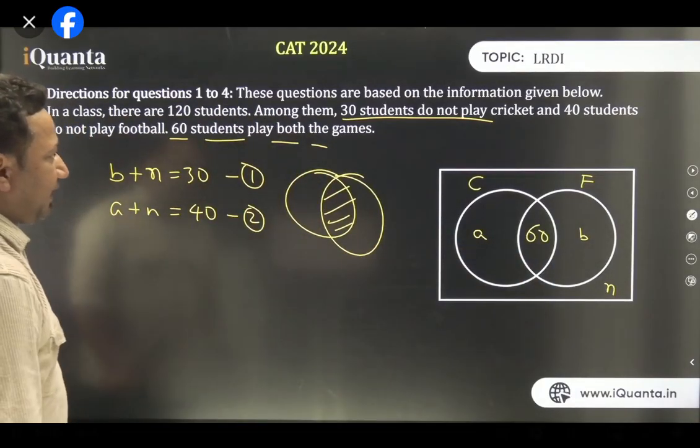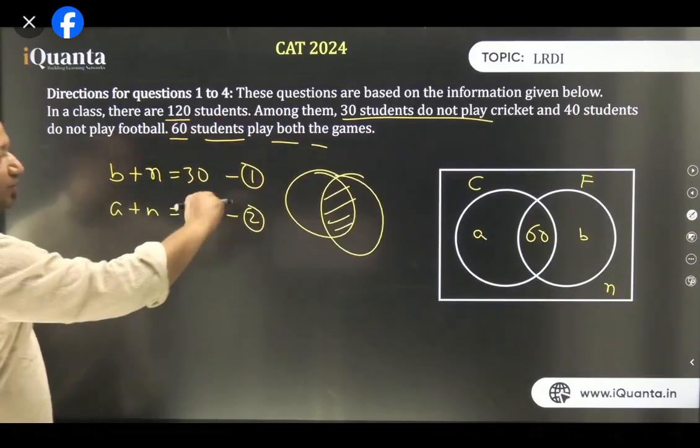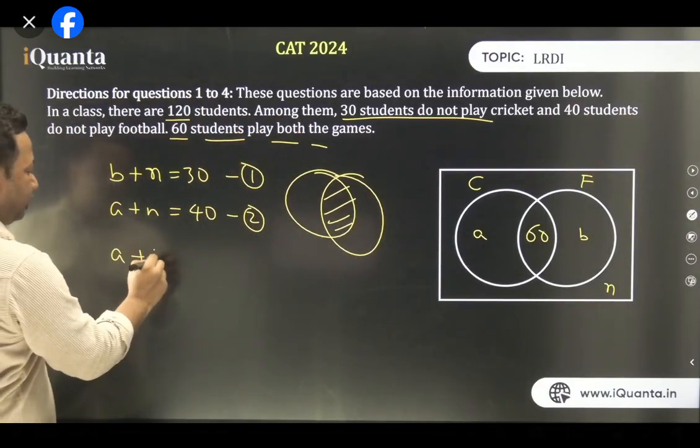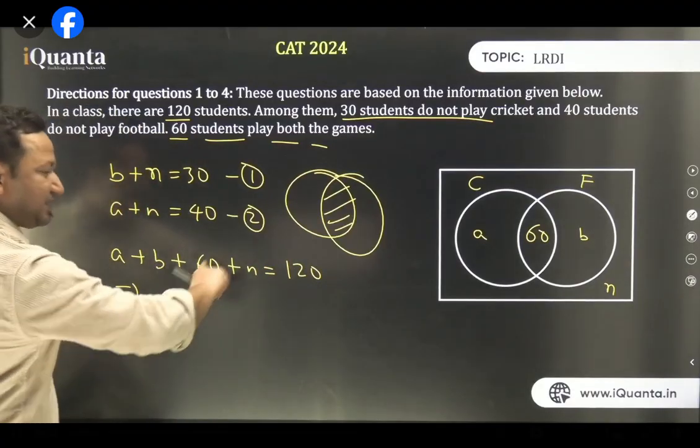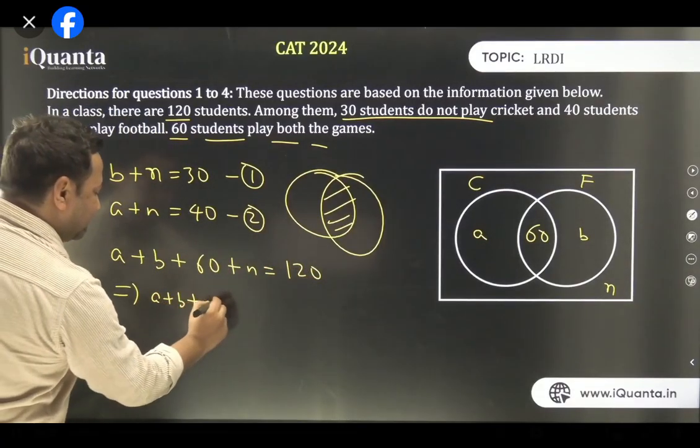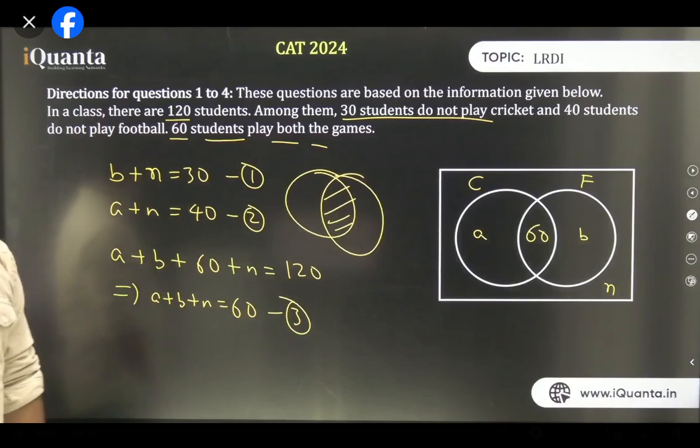All right. And total students are how many? 120. I will total all of these: only cricket, only football, both, and none. This is equal to 120. So if I solve it, sending 60 to the right hand side, I'll get A plus B plus N is 60. Let this be equation number 3.